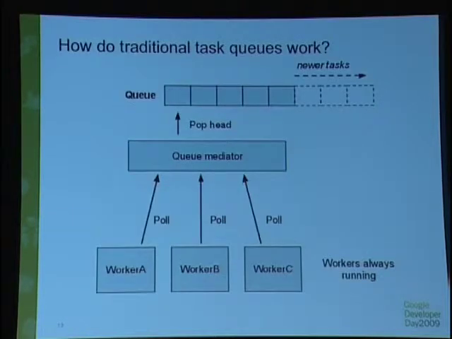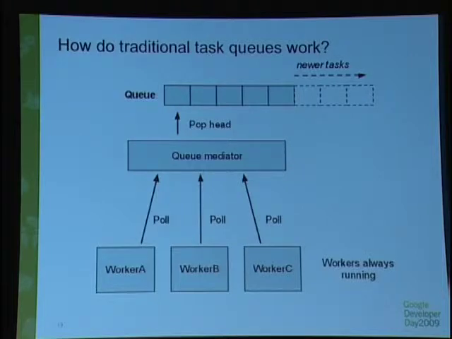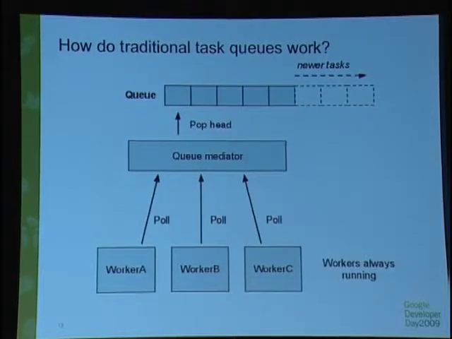So traditionally, this is kind of an example of how a queue system works. You have a queue at the top with newer tasks being appended to the end. You have a queue mediator somewhere in there. That could be another server, a set of servers, a database master, but it's some kind of mediating agent. And then you have a series of workers. And the workers are what are processing the queue.